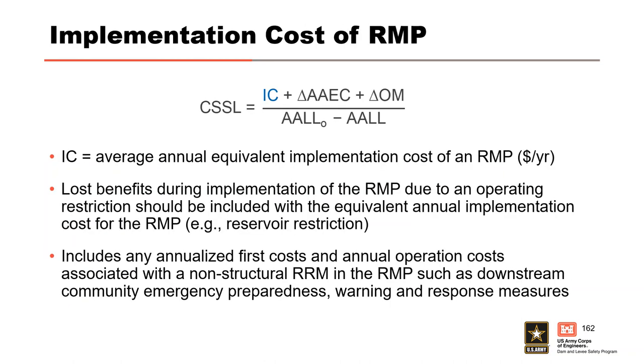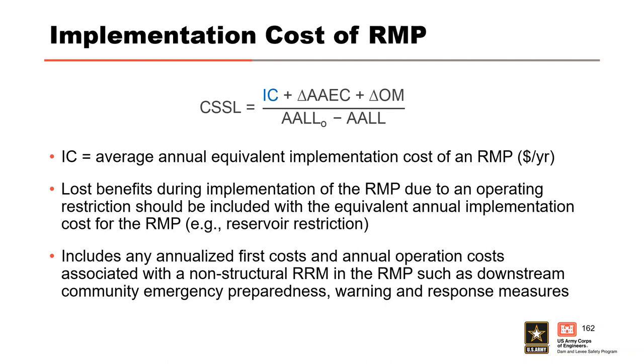The first term in the equation is the annual implementation cost of the RMP. Typically, this is the construction cost of the measure annualized over the period of analysis that will be provided by the cost engineer with some input from planning. If the risk management plan were to include a reservoir restriction, the loss benefits would be included in this term.